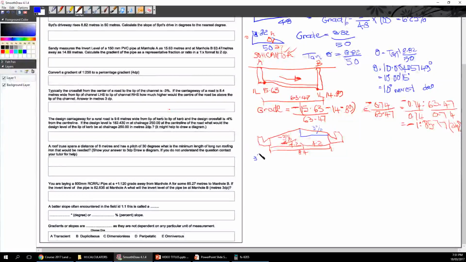Okay, so we know that 3%, okay, that means 3 per 100. So it's a 3 per 100, which if we divide both sides by 3 is 1 to 33 1/3. That's a 3% grade up there, and that's 4.2.